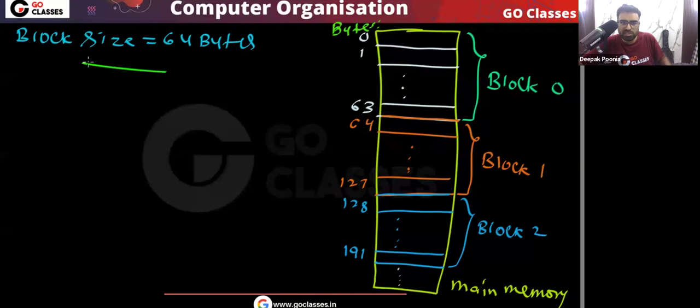You can see, because the block size is 64 bytes, the initial 64 bytes will belong to block 0. Then the next 64 bytes will belong to block 1. Then the next 64 bytes will belong to block 2, and so on.